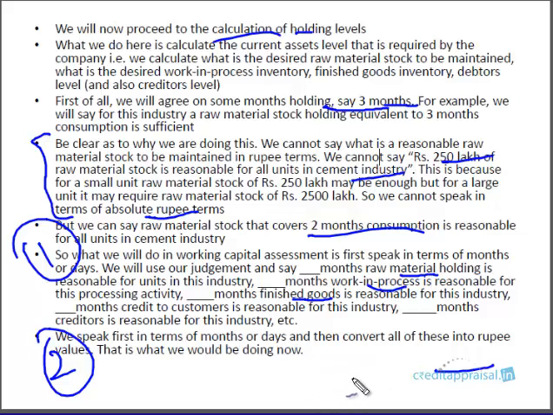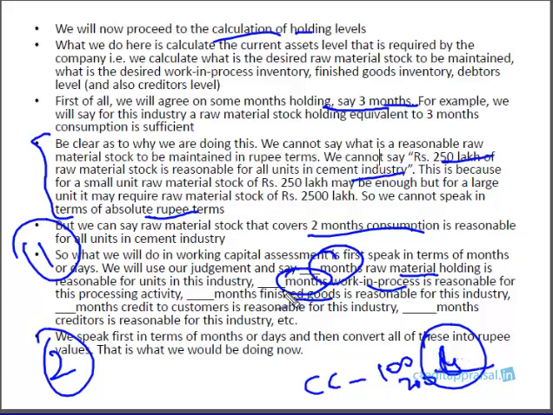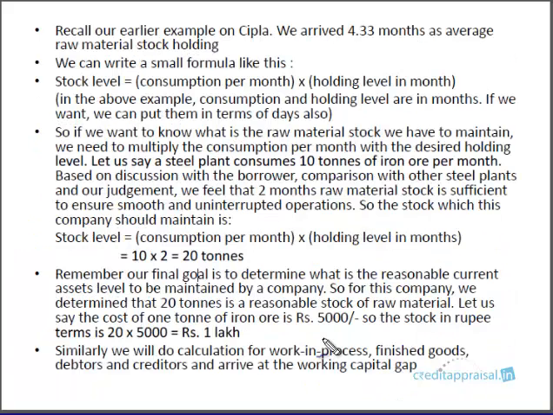Ultimately you have to arrive at the working capital limit, right? You are going to sanction a CC limit, say 100 lakhs or 200 lakhs. Ultimately this is in rupee terms. Ultimately you have to come back to the rupee term. But the first step is let us speak in terms of months, and then we'll convert this into rupees. Okay. So that is the path we're going to take.